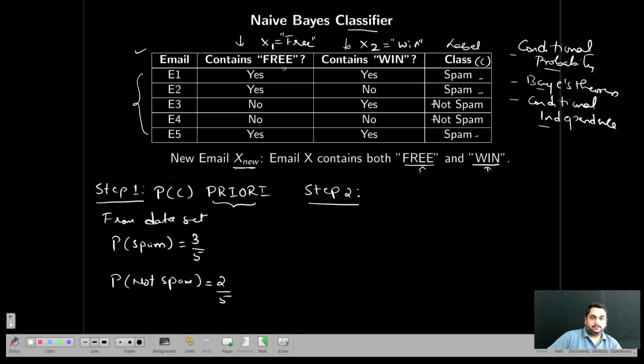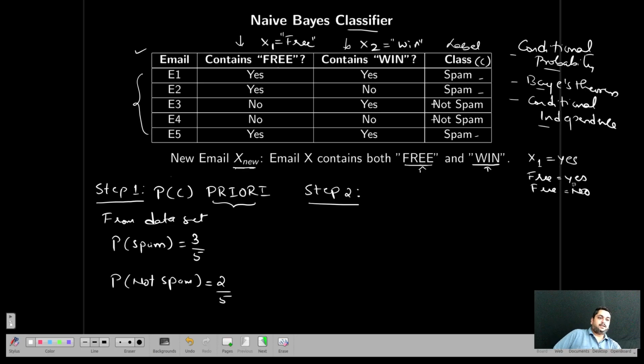X3 equal to yes. That means x1 can be equal to yes, or it can be equal to no. So there are only two possible combinations. I'll write it here. X1 is equal to yes. That means what? X1 means free. Free is equal to yes, or free is equal to no.